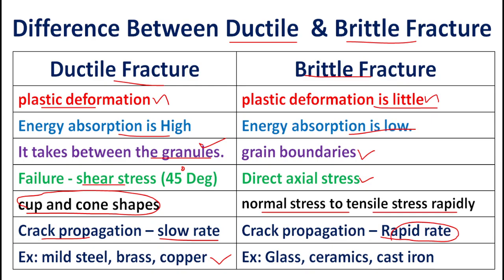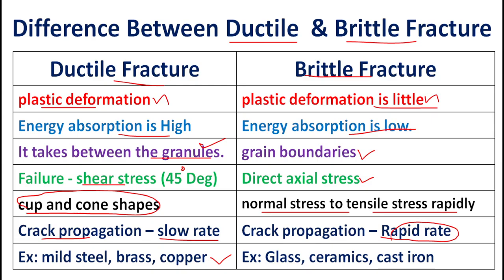Brittle fracture occurs by direct axial stress. After ductile fracture, the material is formed in the shape of a cup and cone. In brittle fracture, the normal stress to the tensile stress forms rapidly. In ductile fracture, crack propagation is at a very slow rate, while in brittle fracture crack propagation is at a rapid rate.